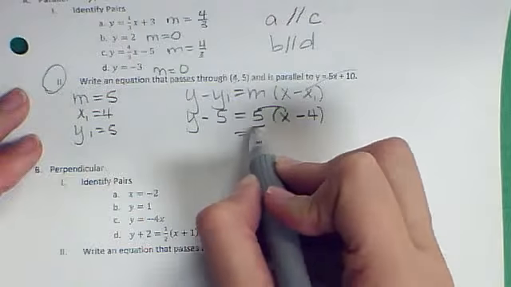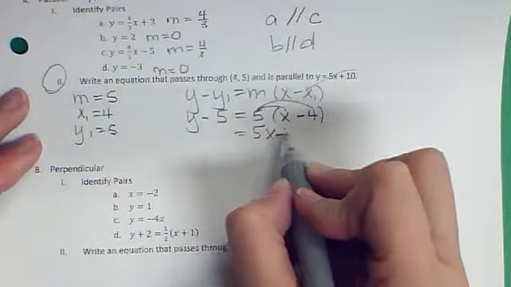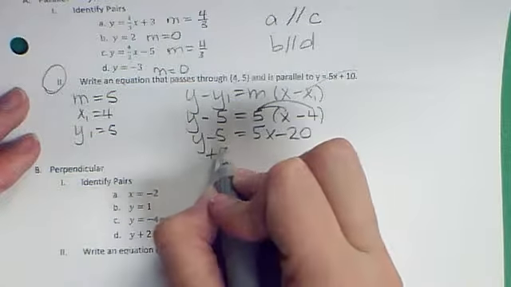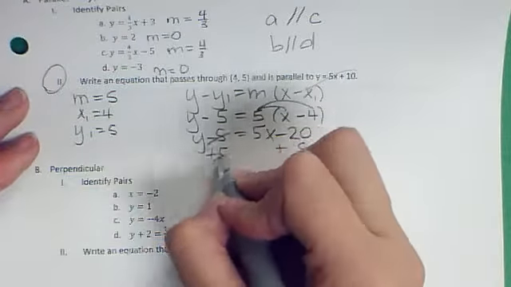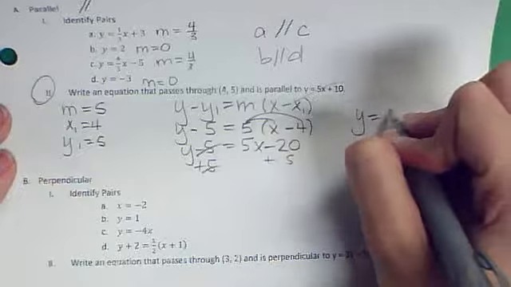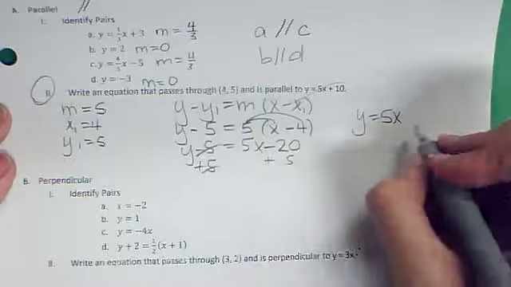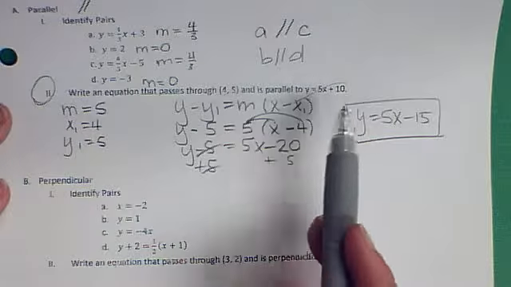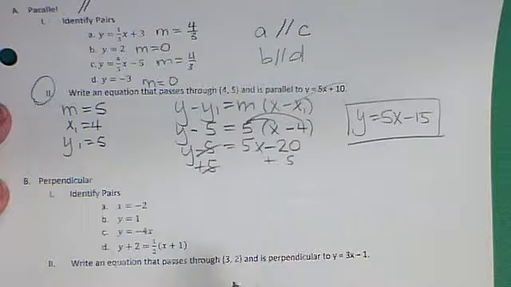Distribute the 5. 5 times x is 5x. 5 times negative 4 is negative 20. Add 5 to both sides. And I'll get y equals 5x, and negative 20 plus 5 is negative 15. And that is my final answer, where it's parallel to this one and goes through this point.